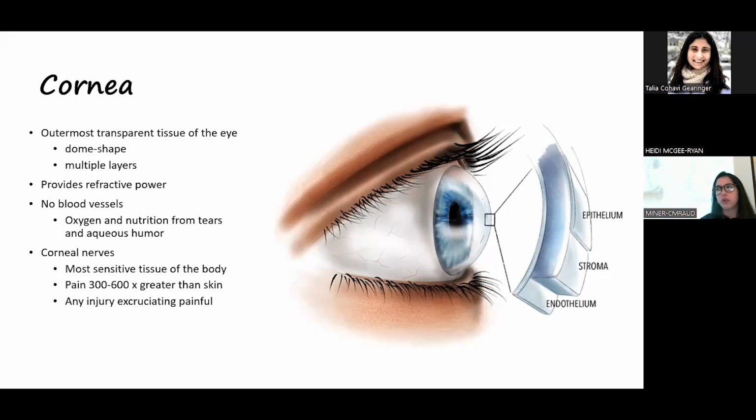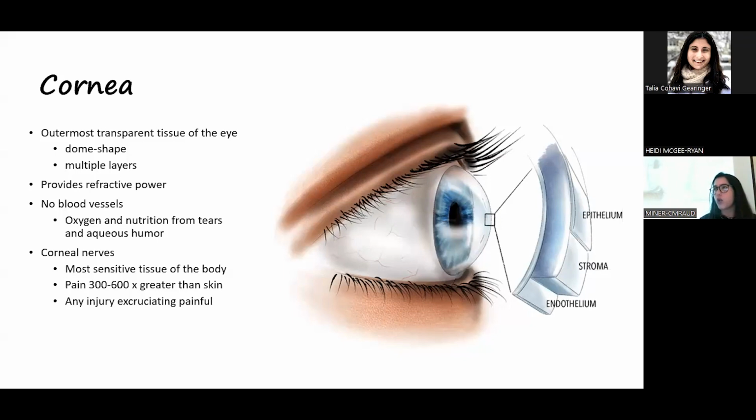Why is it so important? The cornea provides one of the refractive powers of the eye. So any damage to the cornea is very bad for the patient's vision, and that's why it needs to be taken care of.